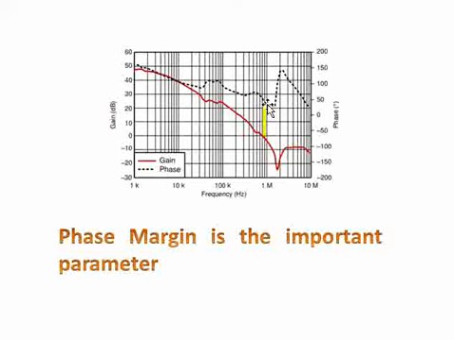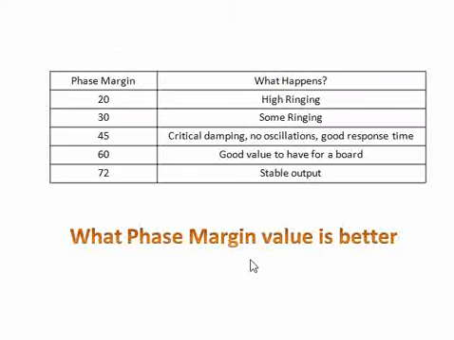Based on different phase margin values, the stability of the system depends. So the important parameter mainly is the phase margin. If you see this, what phase margin is better for a regulator? Ultimately, when you design a regulator, you must have a stable output. You should not have any overshoot, undershoot at the output, and you should not have any oscillations.